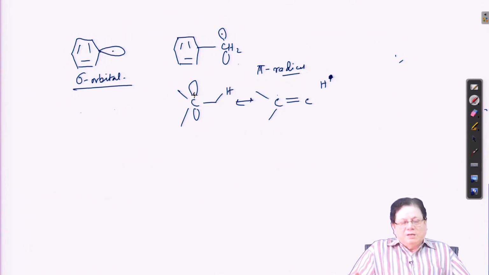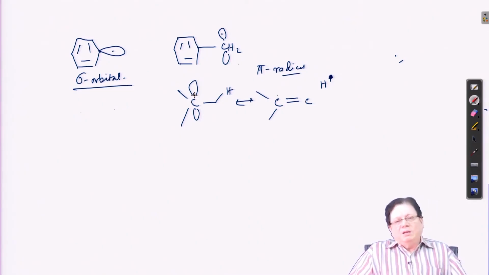Okay. So, that is the rule of thumb, sigma radical is much more reactive than the pi radical. Now, apart from this classification of which type of orbital or system it belongs to, there is another one depending on the reactivity profile and the kind of charge density that is surrounding the radical center. That classification is what is called nucleophilic radical or electrophilic radical.